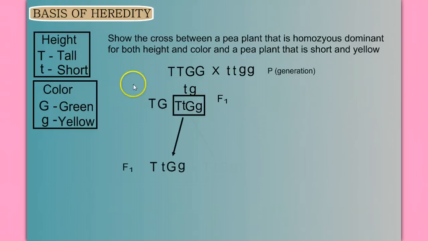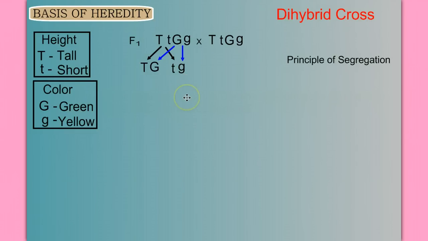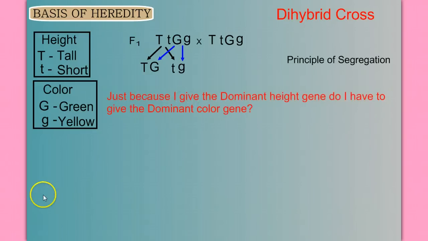Now let's perform a dihybrid cross and see what happens. We take two of the F1 hybrids and cross them. We start by segregating our T's and then our G's based on the principle of segregation. Then we reach a very interesting point. Just because I give the dominant height gene, do I have to give the dominant color gene? Or could I switch them?